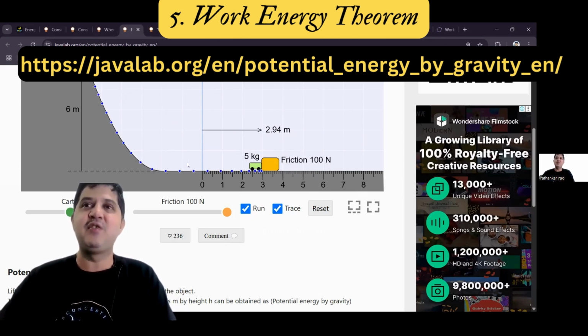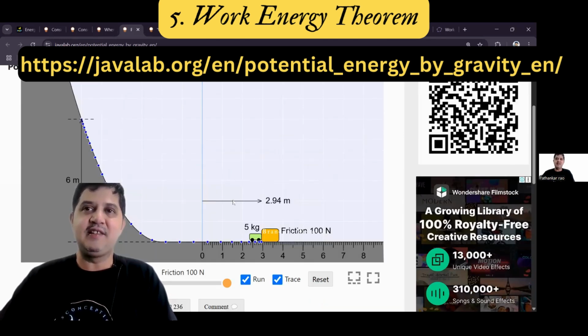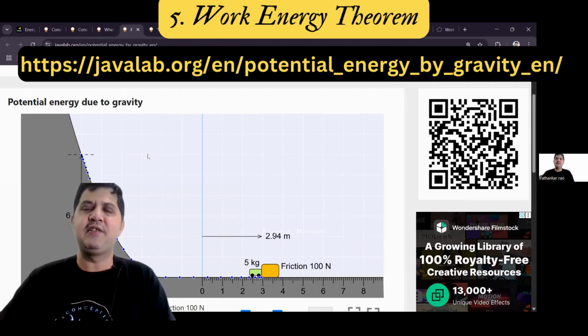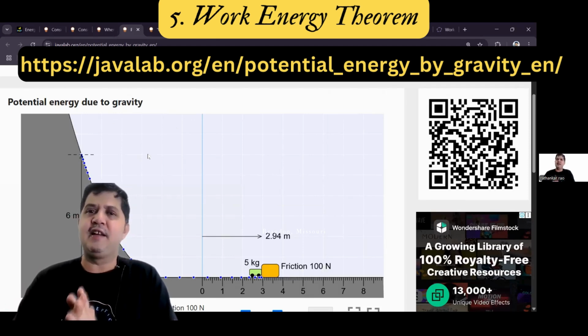Using the work done, you can do it, right? So work done is equal to how much? Work done is equal to 100 Newton multiplied by 2.94. You can use that, and you can find mu times N multiplied by the distance, which is nothing but the work done against the friction, and thus you can find out the value of mu. N is already given, N equal to mg, so you can use that and finally get the answer for this, right?